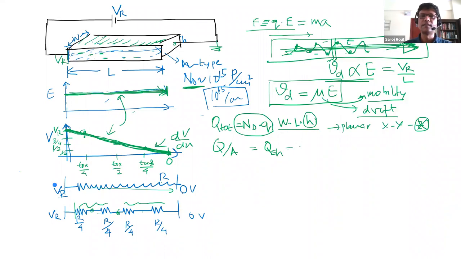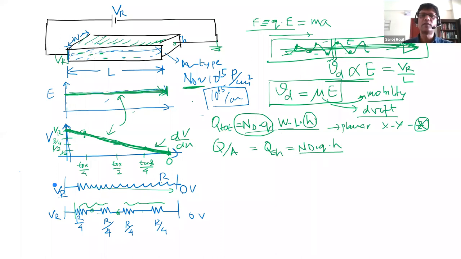So you basically take this total charge over here divided by the area, that's your unit charge, which in this language will be ND times Q times H. So that's Q sheet. Okay, so that's your unit area.